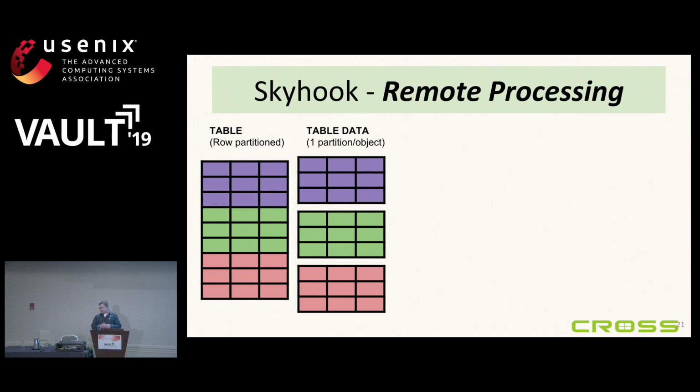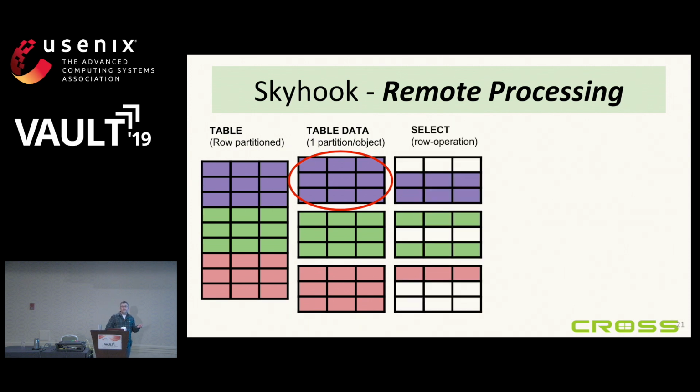Next is remote processing. If we want to think about what types of things we want to do, again, we have a table. In this case, it's row partitioned, as we mentioned, with one partition per object. A little red circle just means that's the self-contained entity that we'd like the storage system to be able to operate on directly at runtime.